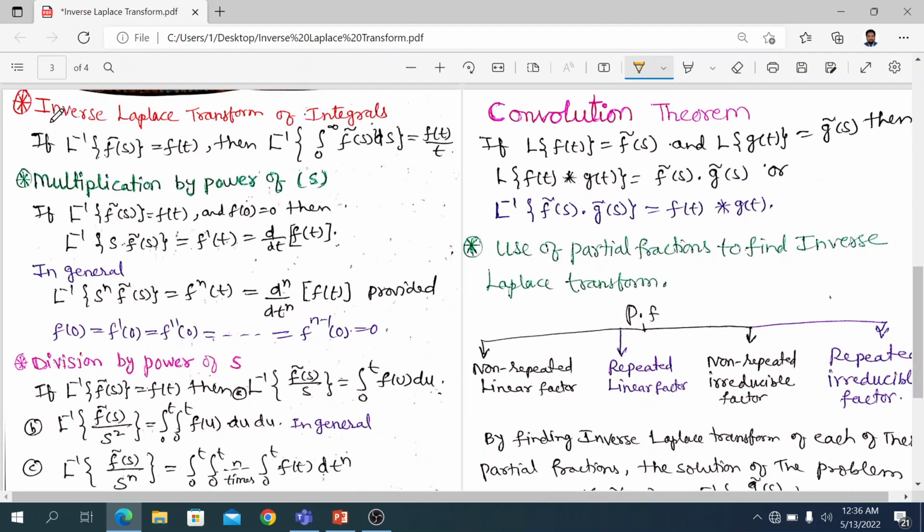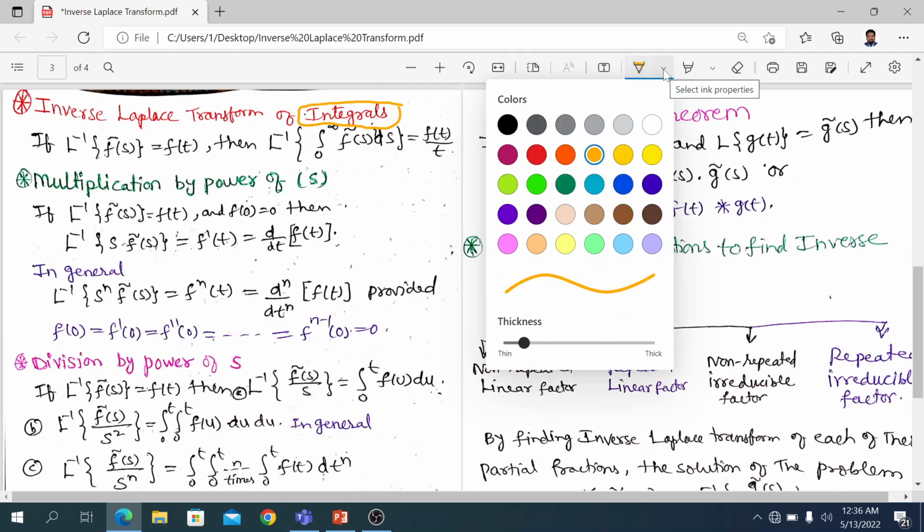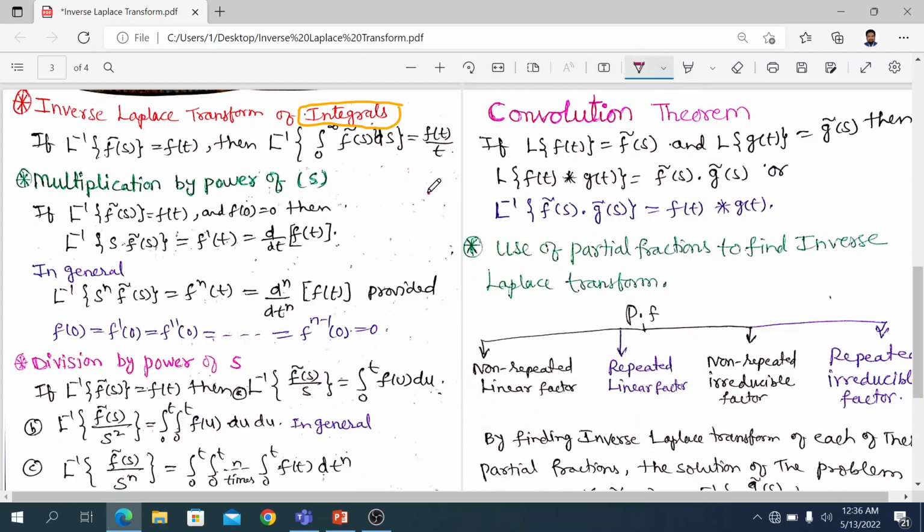Next topic, inverse Laplace transform of integrals. If Laplace inverse of F of s is equal to f of t, then Laplace inverse of integration 0 to infinity F of s ds is equal to f of t by t. So if it is integration with Laplace inverse, this is f of t by t.